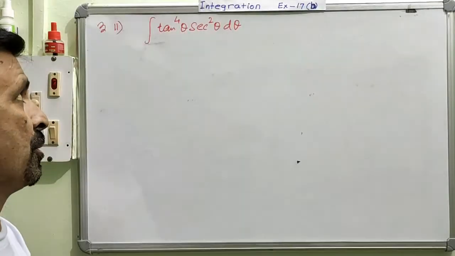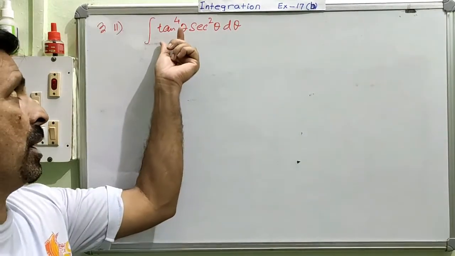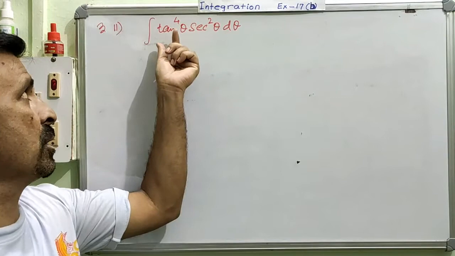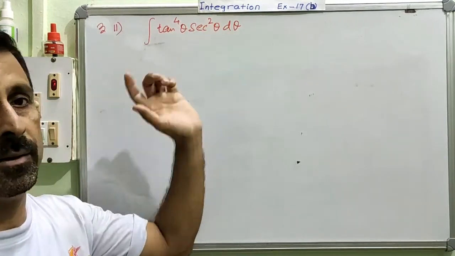Now this is question number 2. Once again, you can see here, you have your function in the form of product, tan to the power 4 theta into sec square theta, right?